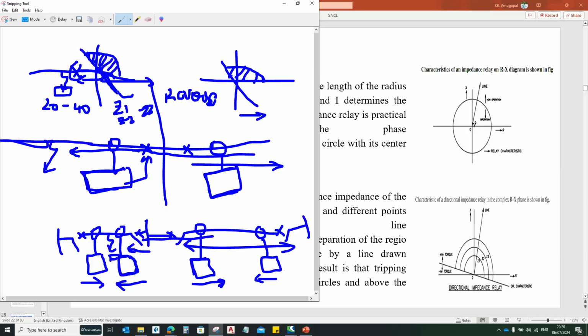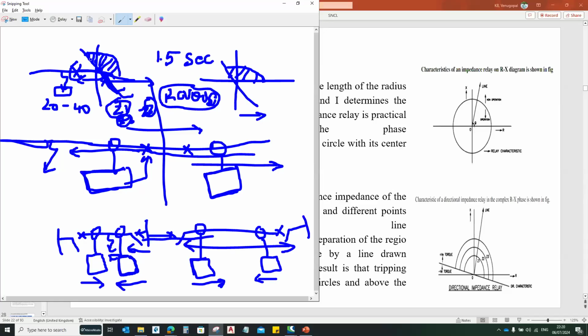In this operating condition, as the fault is here, zone 1 will not operate, zone 2 will not operate, zone 3 will not operate, because these three are forward looking zones. But the fourth zone, called the reverse looking zone, will sense this particular fault, with a time grade of 1.5 seconds. If the fault is not cleared within this time, the reverse looking zone will operate and trip your local circuit breaker.